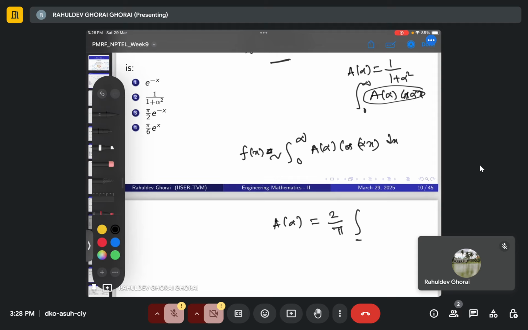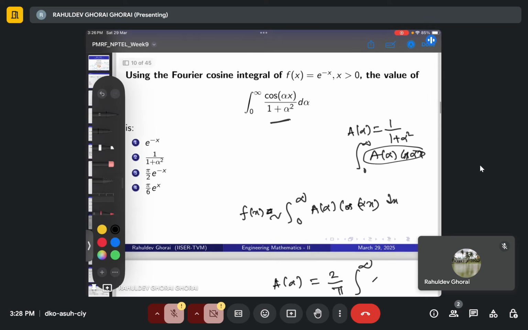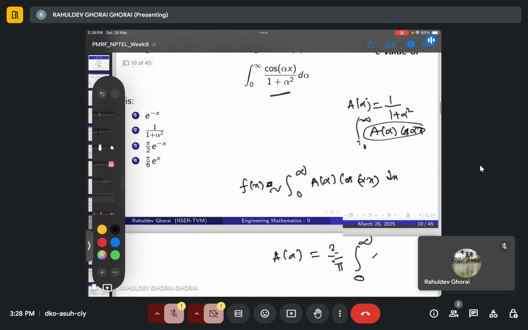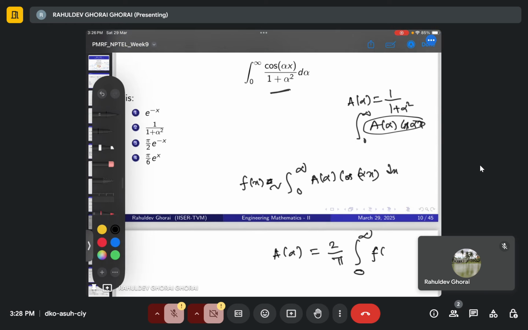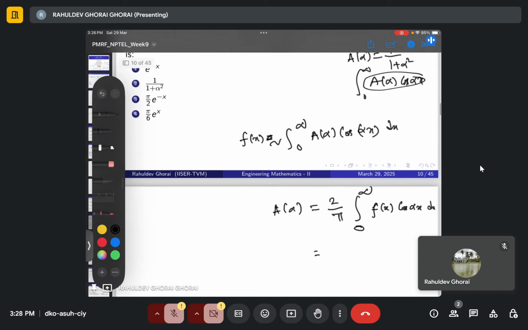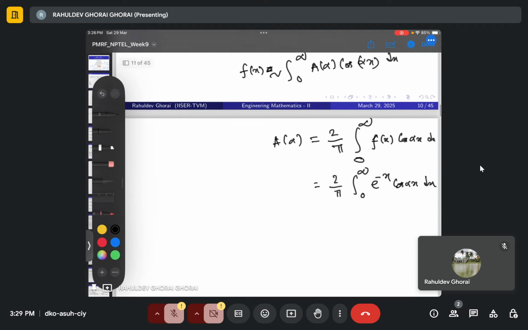So sorry, not because of that. So 0 to infinity, I'll write it as 0 to infinity A(alpha), right? What is f of, sorry, f of x, f of x cos alpha x dx, right? That is nothing but 2 over pi, 0 to infinity, e to the power minus x cos alpha x dx. That is nothing but 2 over pi. What is the formula for this?